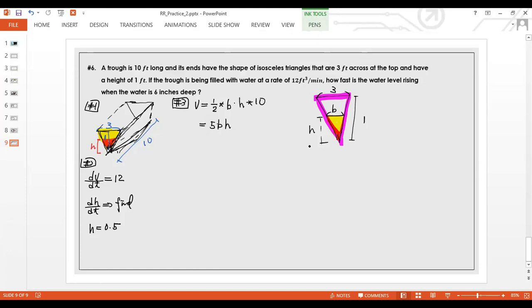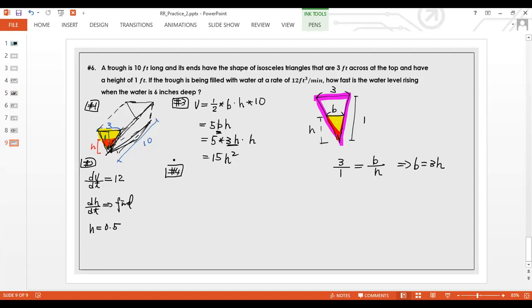So now let's use the ratios. 3 compared to the height of 1 is equal to B compared to H. So B is equal to 3H. So the volume is 5 times B times H, and I just replace B with 3H. So this will be 15H squared.